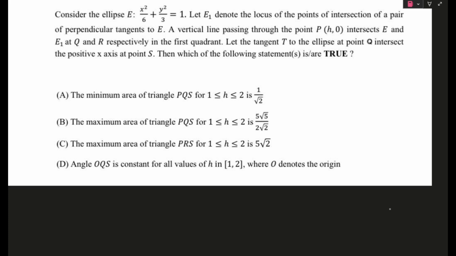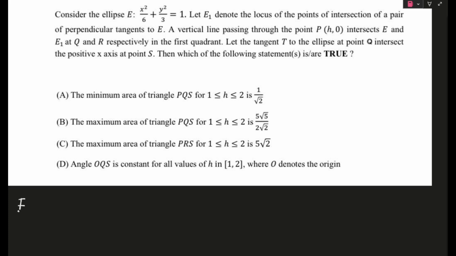Okay guys, I guess now it's time for us to solve this. Before starting off, let's give a short reading. We have to consider the ellipse x squared by 6 plus y squared by 3 equal to 1. We have to let E1 denote the locus of the points of intersection of a pair of perpendicular tangents to E. This statement, the second line here, is actually telling you something, and if you have not read your theory properly, then you may not be able to do this at this point.